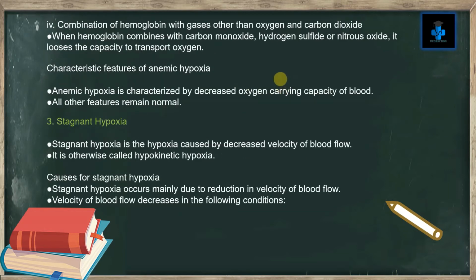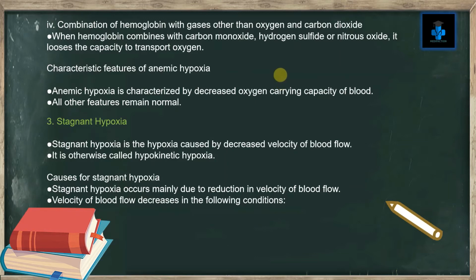Number 4. Combination of hemoglobin with gases other than oxygen and carbon dioxide. When hemoglobin combines with carbon monoxide, hydrogen sulfide, or nitrous oxide, it loses the capacity to transport oxygen. Characteristic features of anemic hypoxia. Anemic hypoxia is characterized by decreased oxygen carrying capacity of blood. All other features will remain normal.